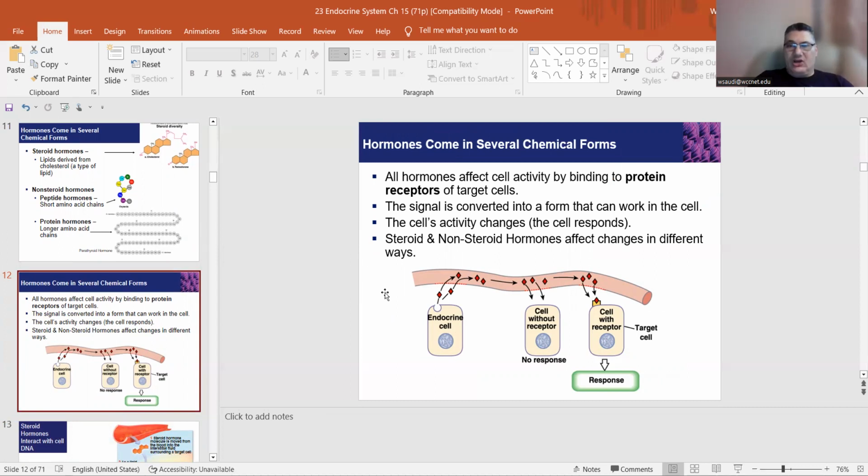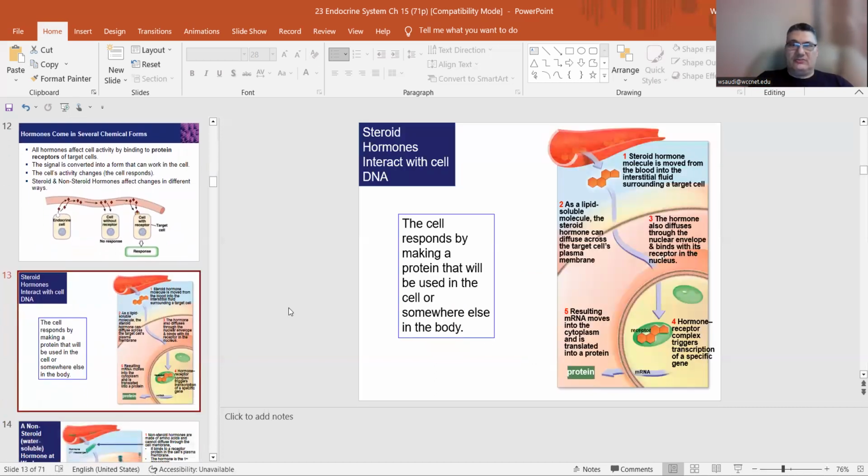All of them are going to end up going to the target cells and give them the order, and the target cells are going to do the job. But it is different if it is steroids or non-steroids.